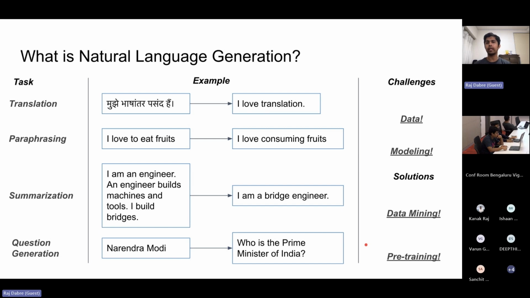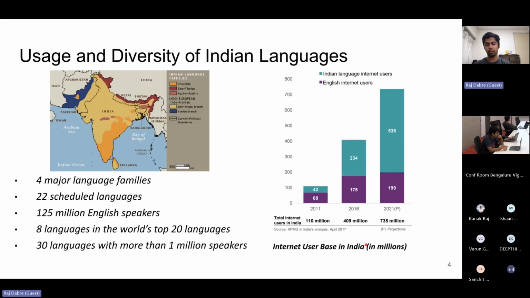So back in 2021, when there was almost no work, one of the first questions was, why do we even care about Indian languages? Well, the reason is because there are 4 language families, 22 scheduled languages, 125 million English speakers, and 8 of these languages are in the world's top 20 languages, and 30 of these have more than 1 million speakers.